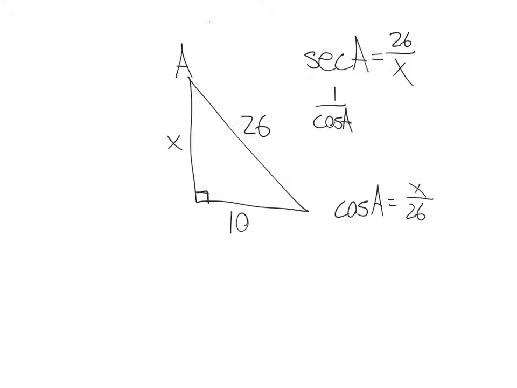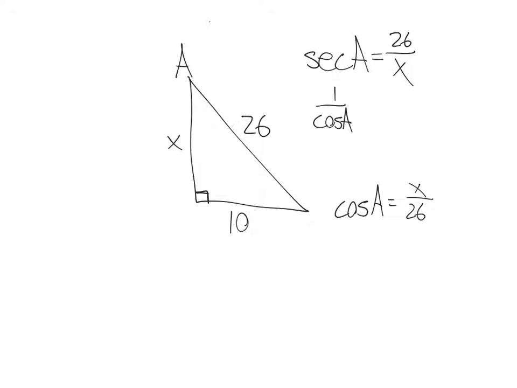Wait, 26 squared equals... Oh, because we have A. A is the angle. So if we know cosine of A is x over 26, then we know secant is 26 over whatever x is, right? 24. Now how are you getting 24?